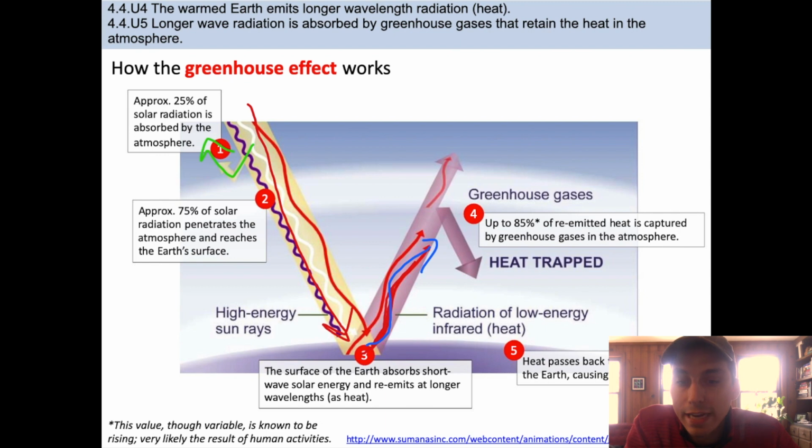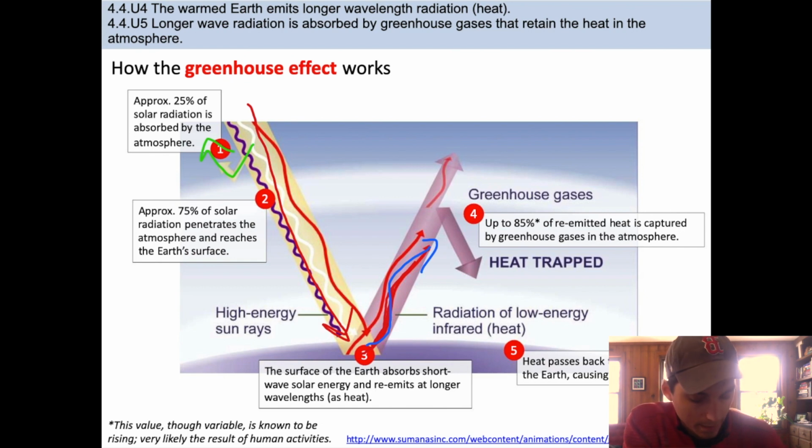So it re-emits them at longer waves. Now, why is this important? So over here, we talked about when the energy is emitted from the sun, it is in short waves, so it's coming down in short waves from the sun. And about 75% of that is able to penetrate the atmosphere and reach the Earth's surface. The atmosphere is only absorbing about 25% of that.